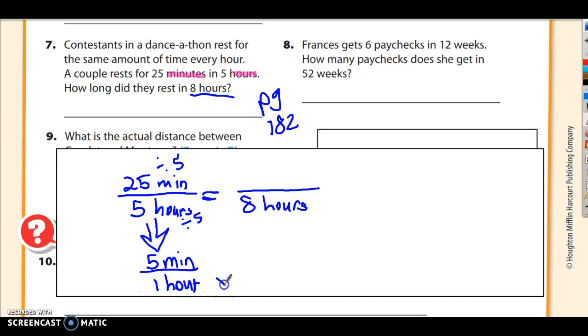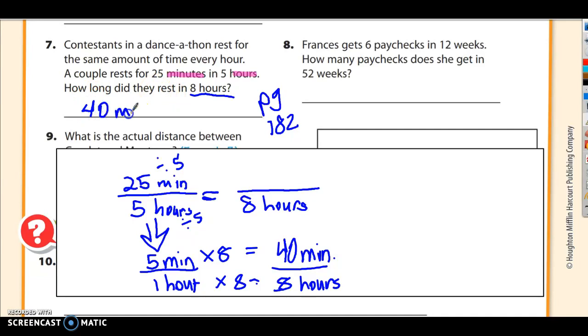And then if you multiply by 8, you would get 8 hours, which is what we're looking for. And you would get 5 times 8 is 40 minutes. So what's the answer? Go up to our line. How long did they rest in 8 hours? They rested for 40 minutes. All right, let's move on.